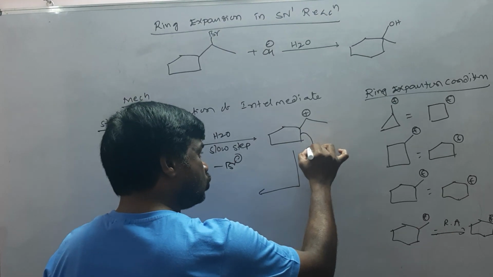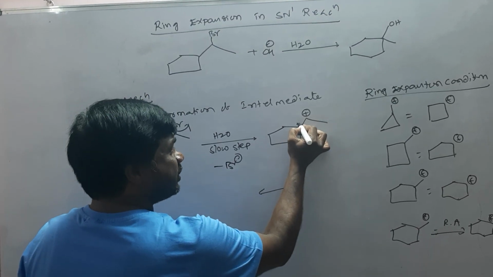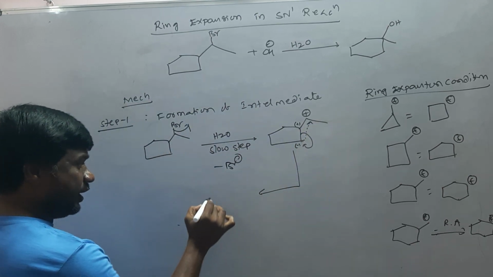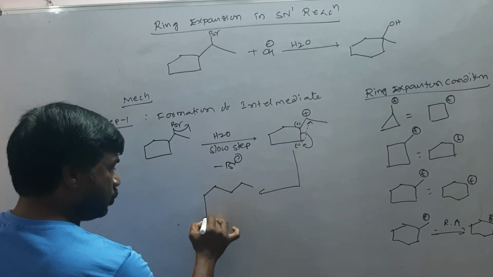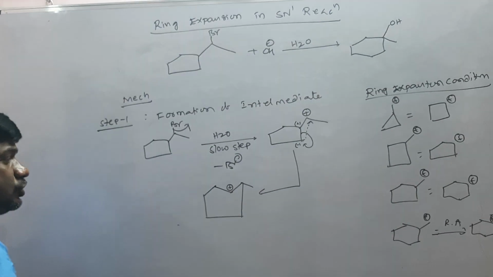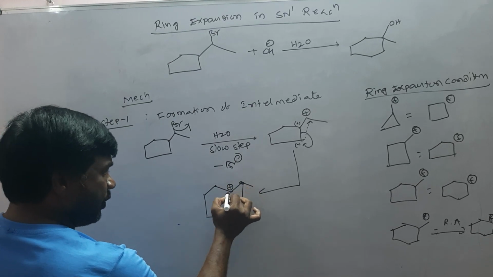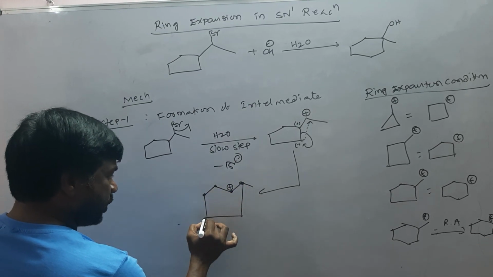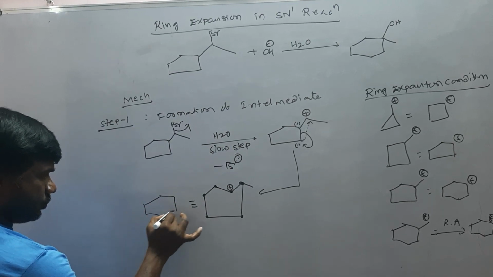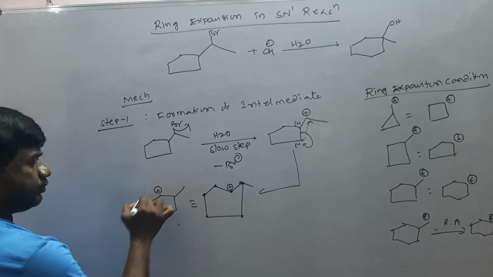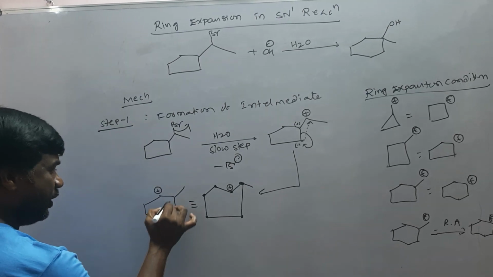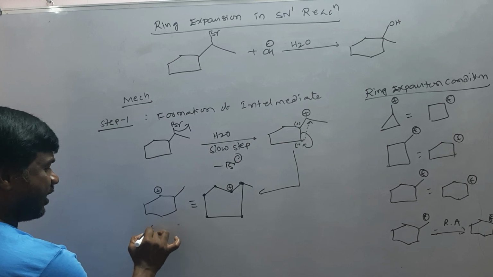Here this bond is moved to here, then this one gets the positive charge and this one gets the negative charge. The negative attacks the positive, so this is actually a bond, and this has a positive charge. So here, one carbon, second carbon, third carbon, fourth carbon, fifth carbon, sixth carbon. Shall I write it like this? Both are the same, so for convenience we write it as a six member ring. After that, it is a secondary carbocation.